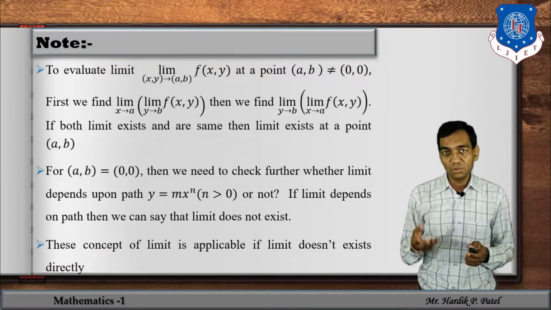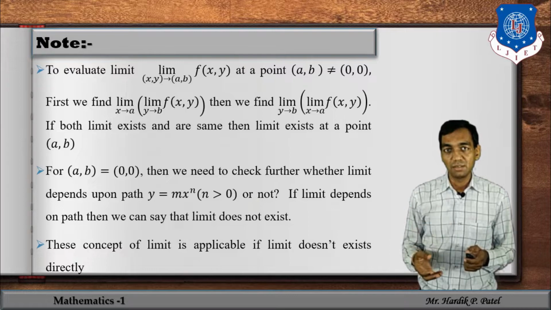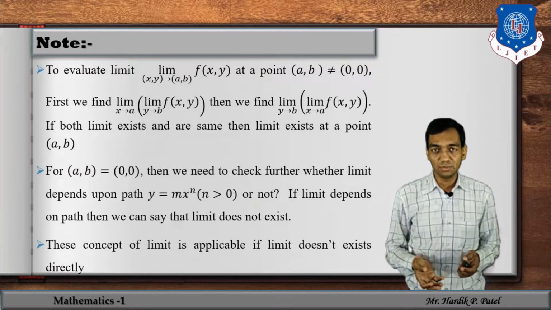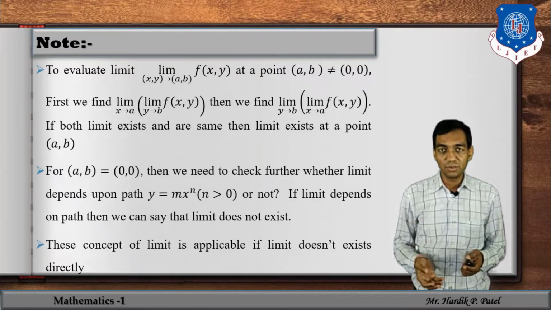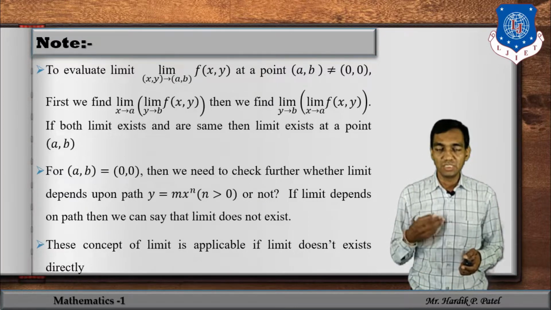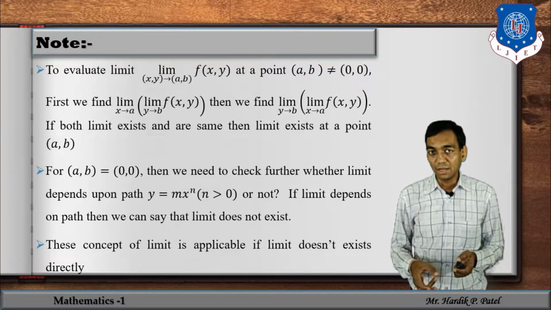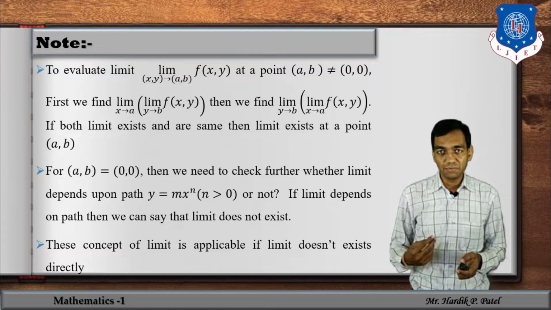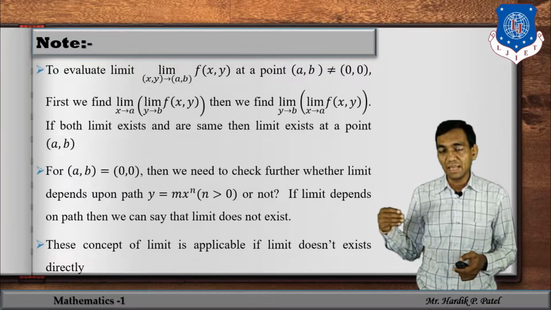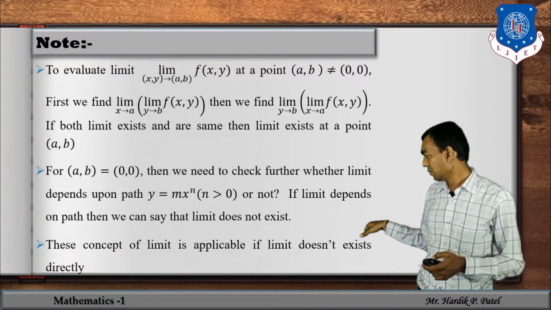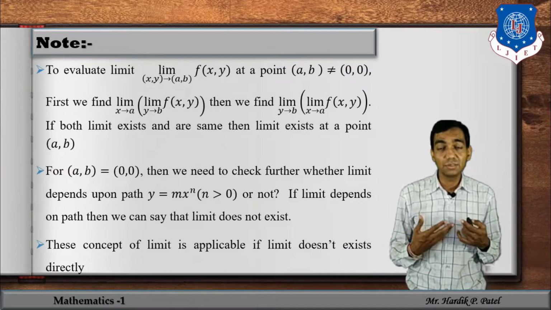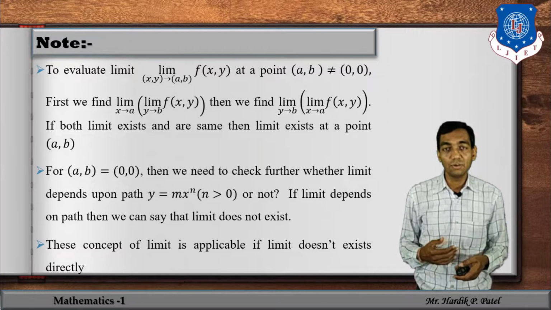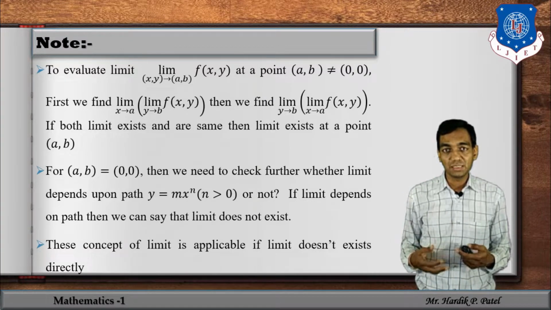But at the point (0, 0), after the iterated limit, we are also going to check for y = mx^n, where n is any value greater than 0. Now, if you put different values of n, then you will get different paths. Suppose we put n = 1, that means y = mx is a set of lines passing through (0, 0). In the same manner, if you put n = 2, then you will have the parabolas y = mx^2.